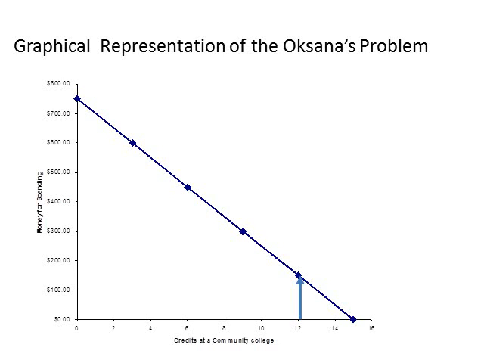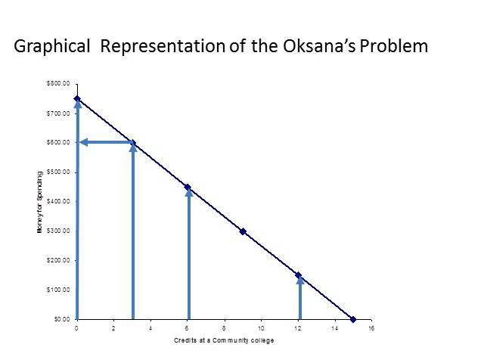This graph is important because it shows the data from the table describing the trade-off between the number of credits that Oksana takes and the amount of money she could have to spend on other things. If she takes 0 credits, she has $750 to spend on other things. If she takes 3 credits, she has $600 to spend on other things.